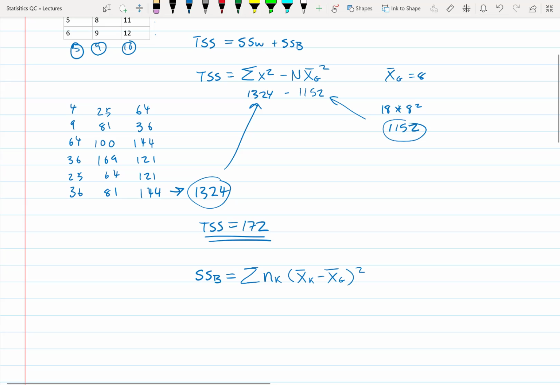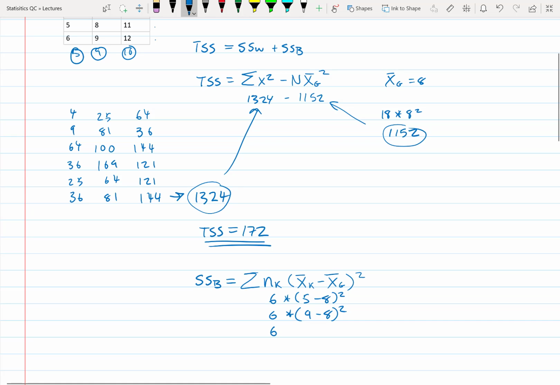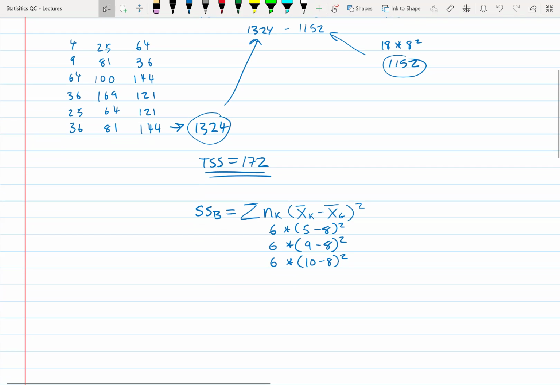There are 6 observations times 5 minus the grand mean, which was 8, squared. The next one, we're going to have, again, 6 observations times the mean of 9 for group C minus 8, and we're going to square that. And then the last one, 6 times the mean of 10 minus 8, and we're going to square that.